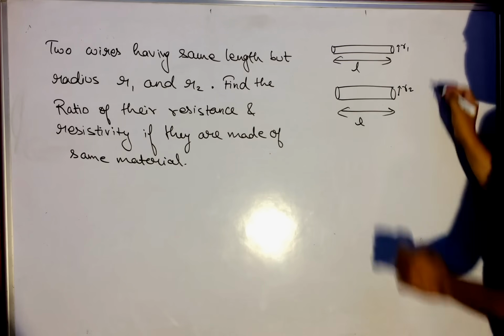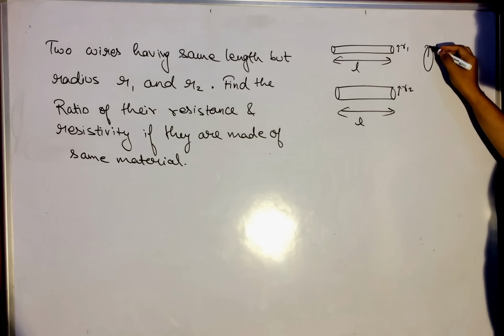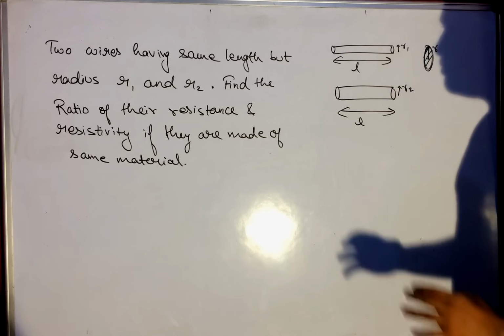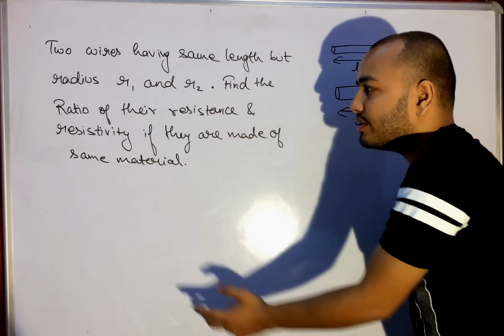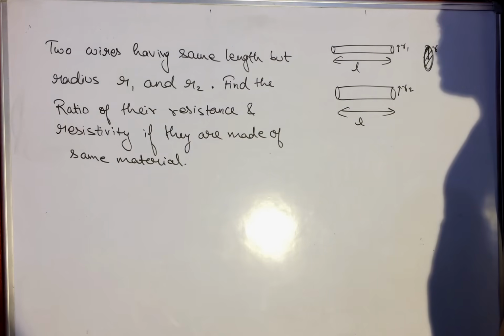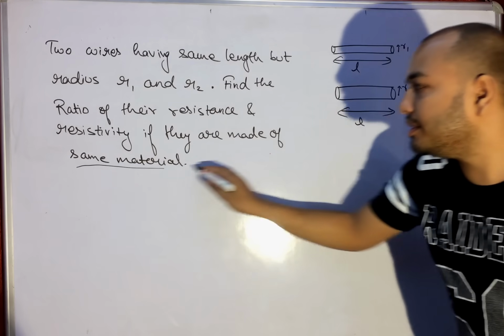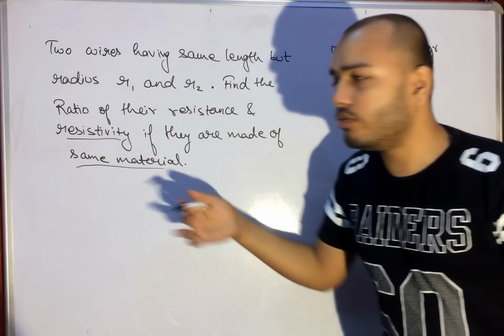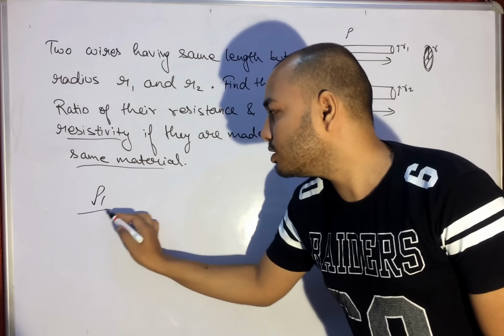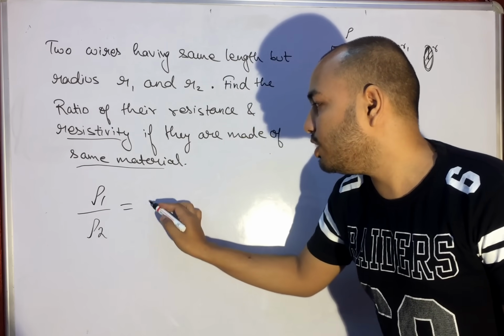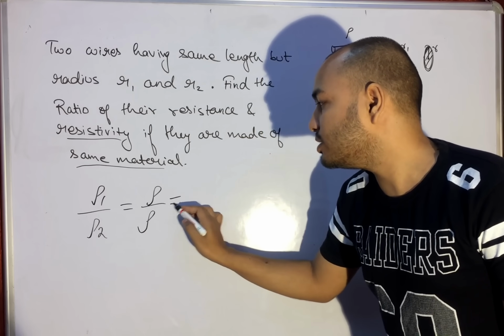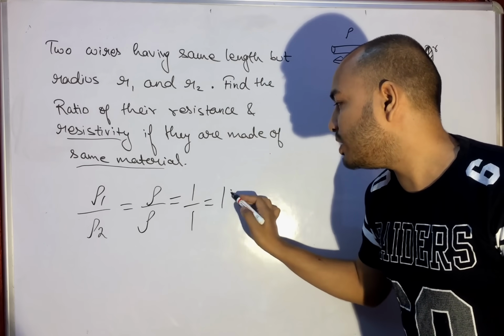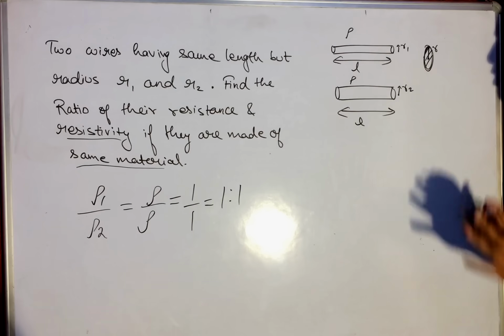You understand what radius is? Radius is this thing, R. That's the circular cross-section area. We have to find the ratio of their resistance and resistivity. Since both are made of the same material, resistivity will be the same. So resistivity of first upon resistivity of second will be rho by rho, that is 1 is to 1. So resistivity will be the same for both.